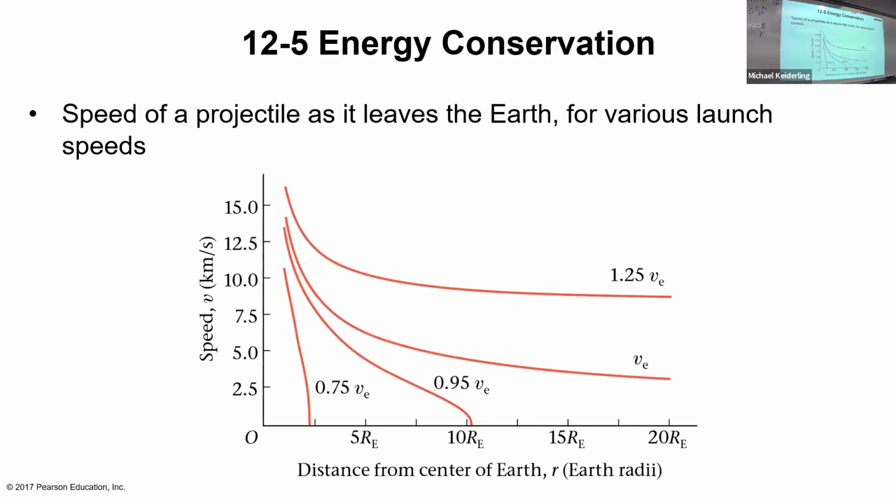And here is the speed of a projectile as it leaves the Earth for various launch speeds. At 0.75, you see it comes to a stop. It makes it up to this many radii. 0.95 makes it a little over 10 Earth radii. At the escape velocity, it will go on forever. And above the escape velocity, it will go on forever, but faster.